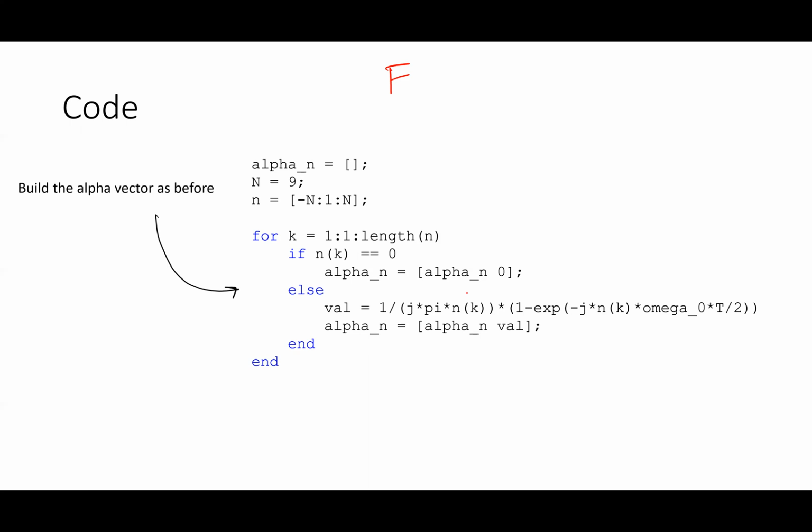Do the same thing here, right? So what am I doing? I create an empty alpha vector, and then I create an n vector. Notice my n vector goes from, in this case, I'm doing this for 9 harmonics, so I start at -9 and go to 9, okay? And then I loop through that vector, right?